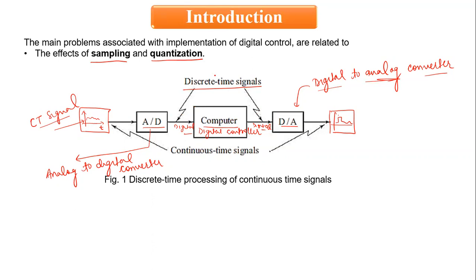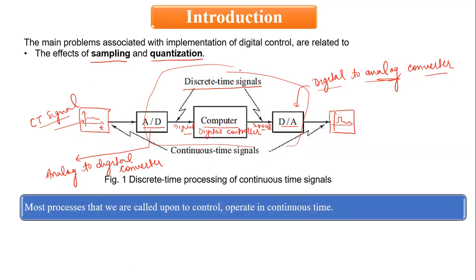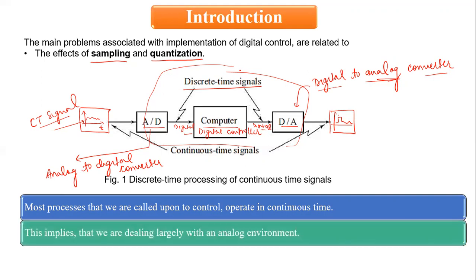Now, this is basically how the digital control works. Only this particular part is digital, meaning it is processing the information in a digital manner. Most of the processes which we know are continuous time processes, whether it is temperature control or pressure control, level control, flow control, or speed control. So most of the processes in real time are continuous time processes or analog processes.